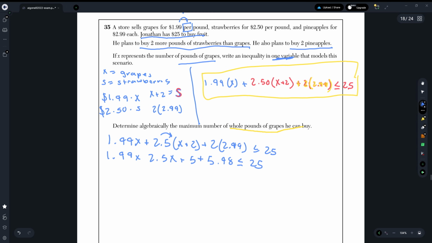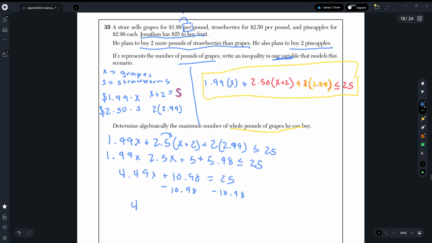I'm going to combine like terms. 1.99 plus 2.5 is equal to 4.49. 4.49x plus 10.98 is equal to 25. I'm going to subtract 10.98 from both sides. Right, so 25 minus 10.98.